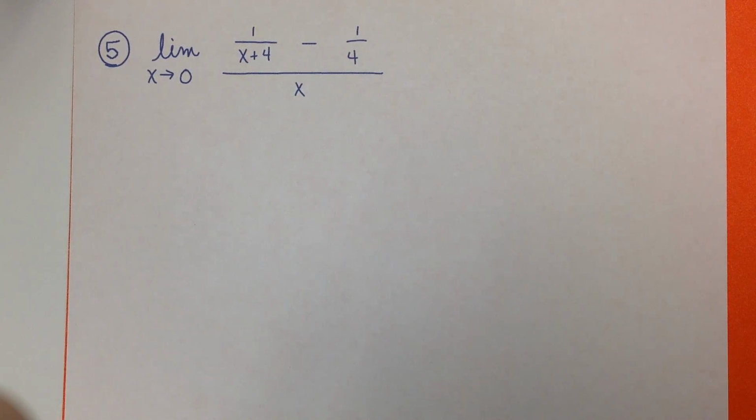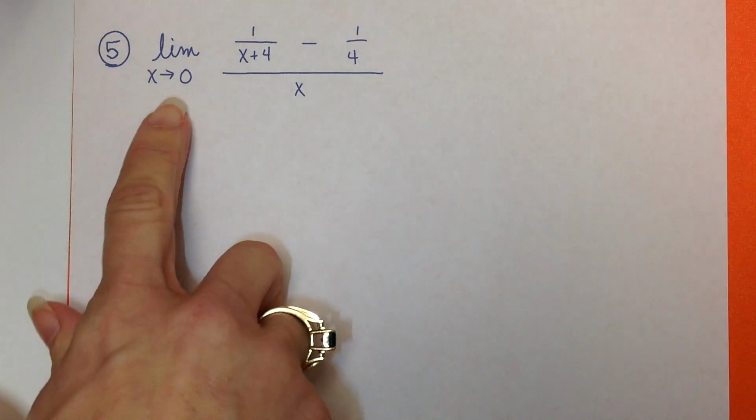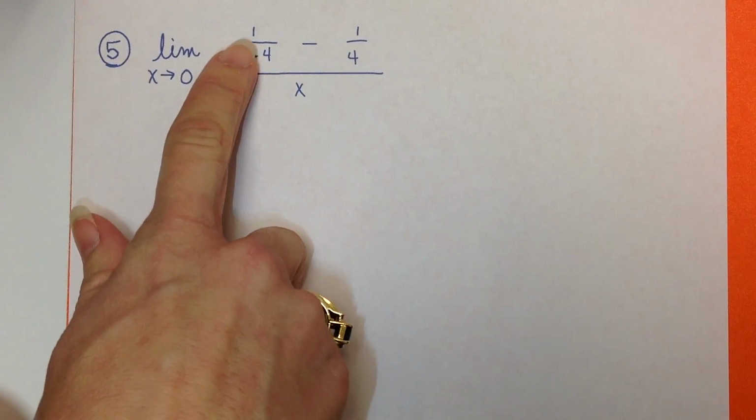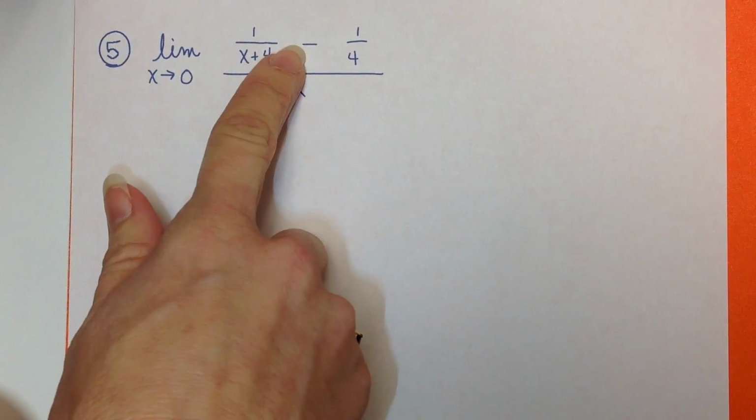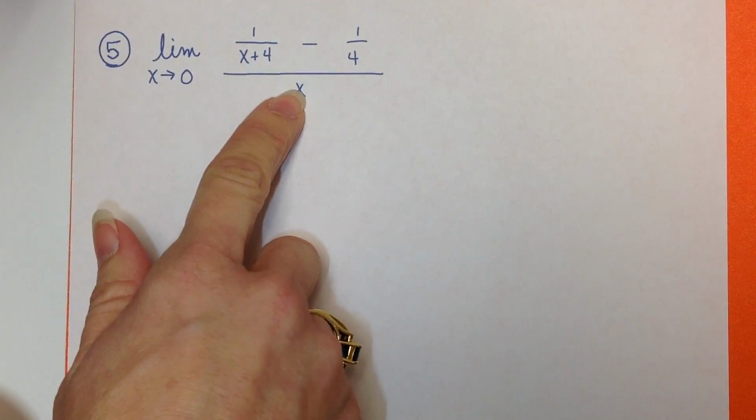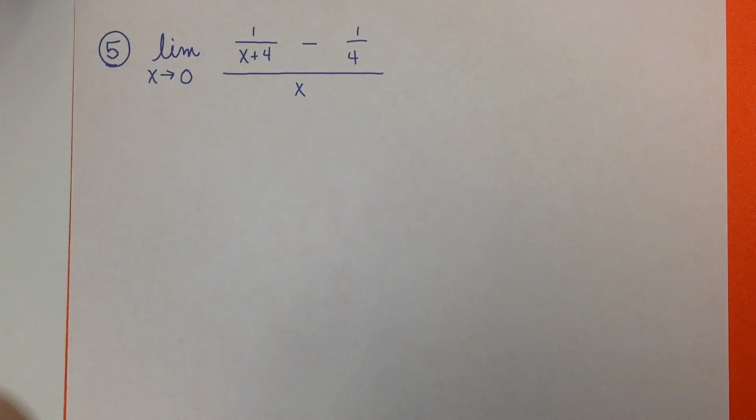Alright, still looking at some more examples of the indeterminate form. Again, if you were to do the direct substitution here, if you directly substituted in 0, of course that would give you 1/4 minus 1/4, which is 0 on the top, and then you also would have 0 on the bottom. So, got to look at a way to fix this situation.